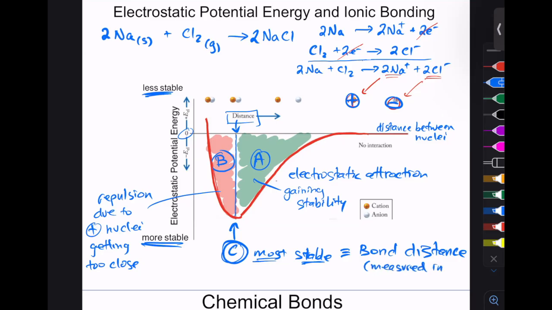And you can actually measure this. Usually we're measuring this in picometers. And pico is 10 to the minus 12 meters, by the way. So that's really, really tiny, but you can measure it. Sometimes this is also called the bond length. We use those terms interchangeably.